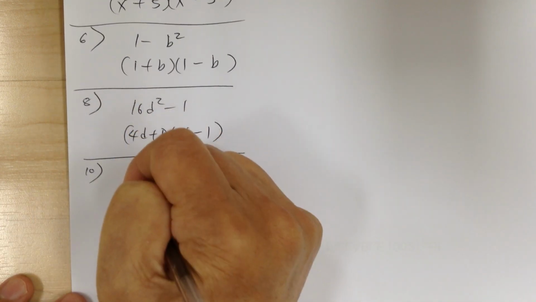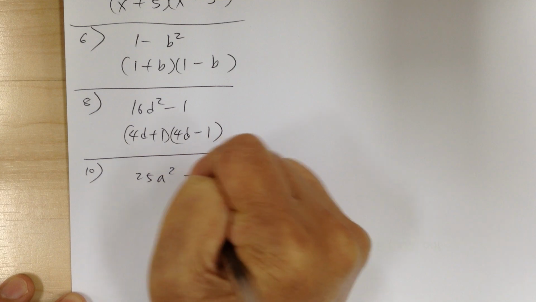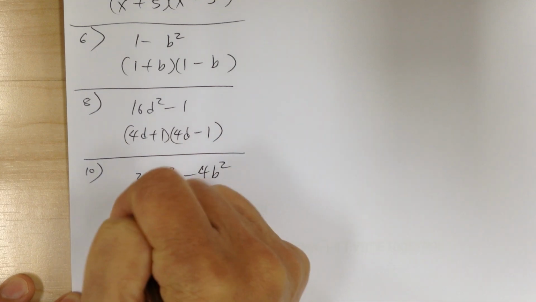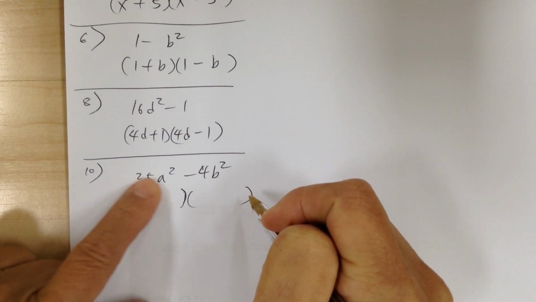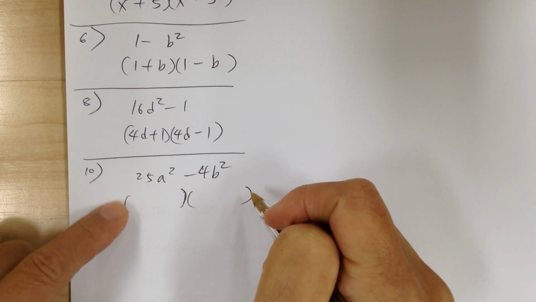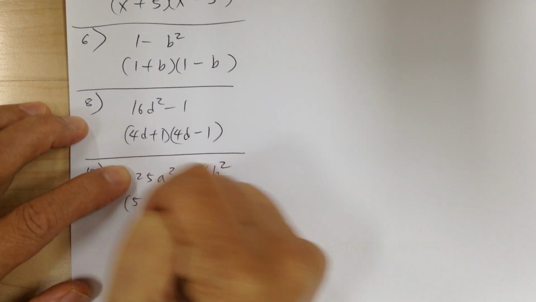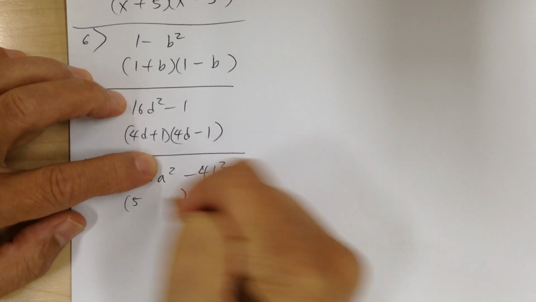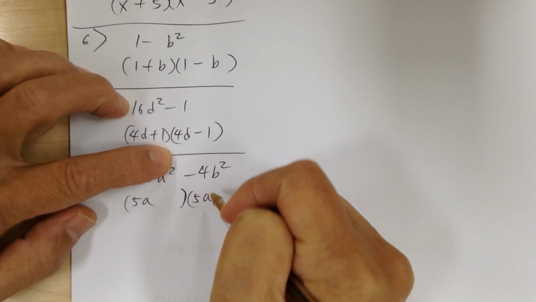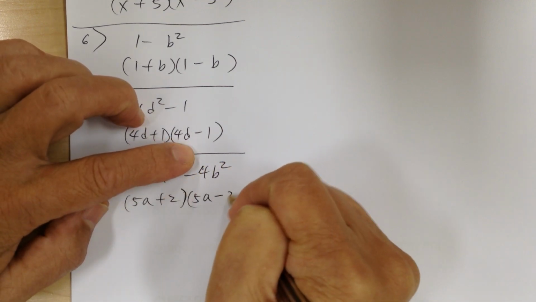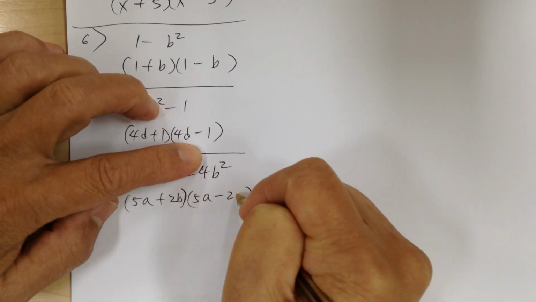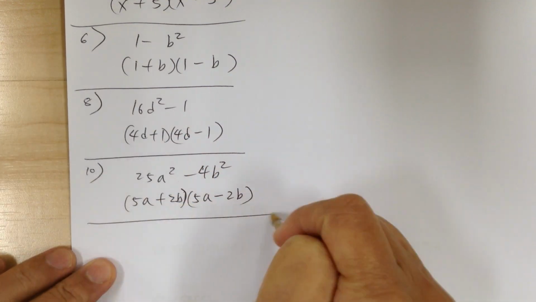Okay, number 10, you got 25a squared minus 4b squared. Okay, so again, everything is all perfect square, so this is step 2a. So you're going to get 5 times 5 give you 25. a times a give you a squared. Plus times minus give you minus. 2 times 2 give you 4. And b times b give you b squared.